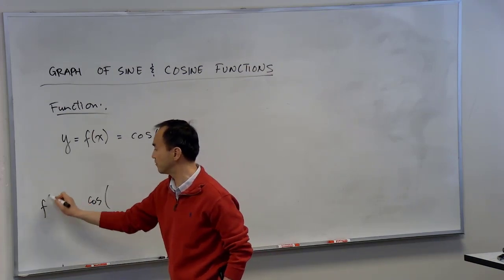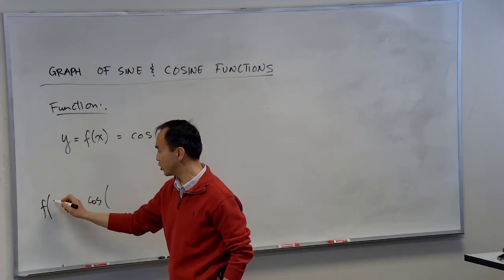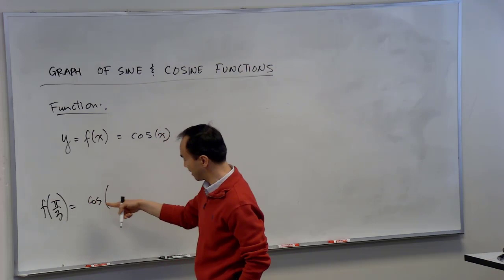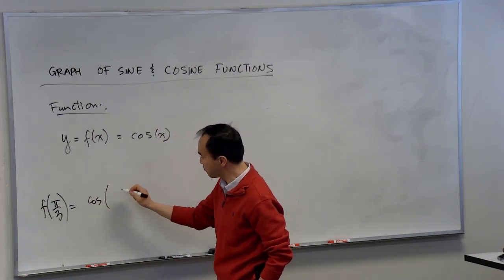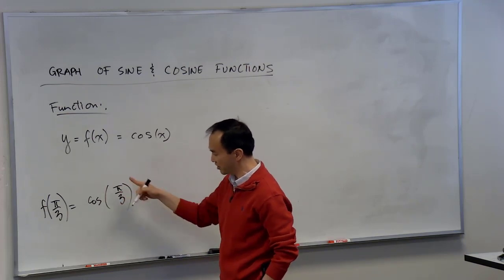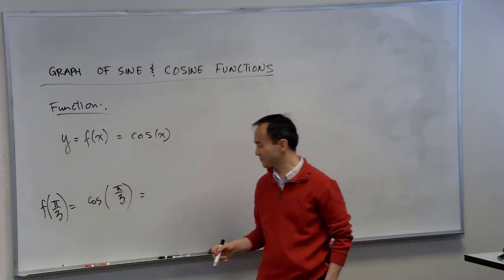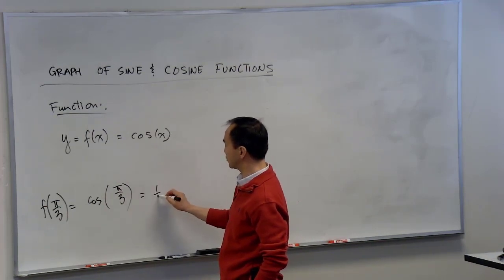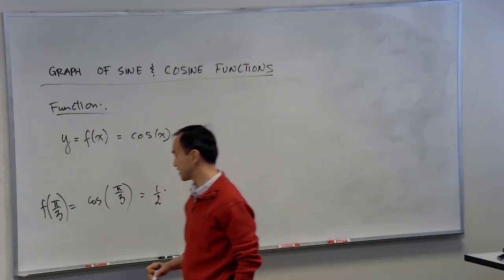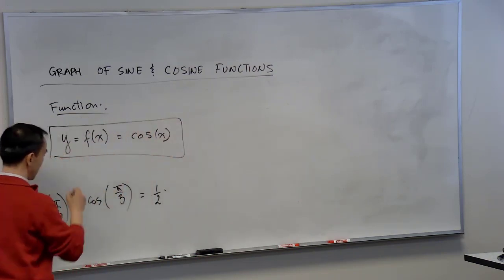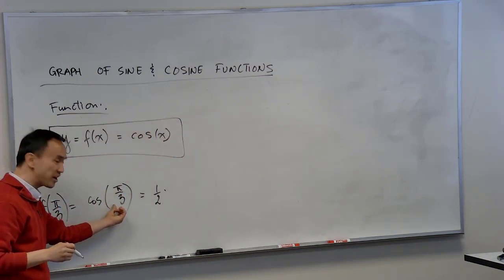So for example, the function evaluated at pi over 3, right? That means now we take the cosine value for the input being pi over 3. And so the calculation comes out as usual. The cosine of pi over 3 is 1/2, as we already knew. So things like that. My point now is that after observing cosine, we can put it in different inputs, right?